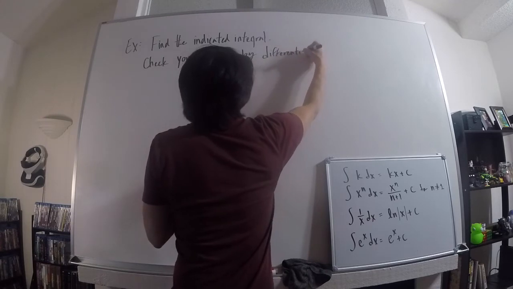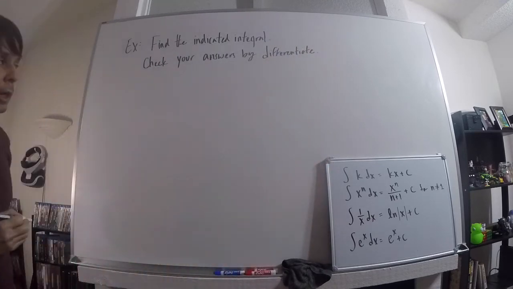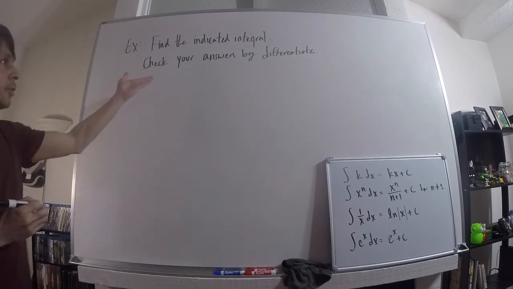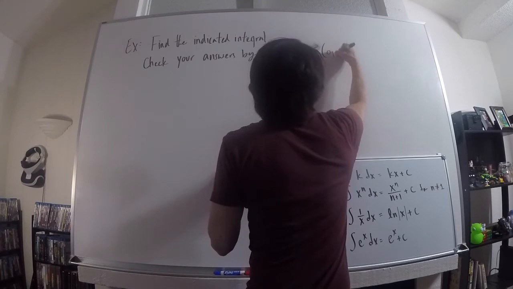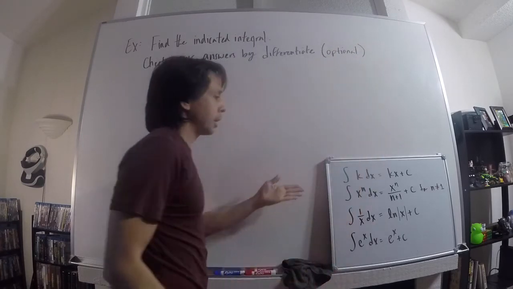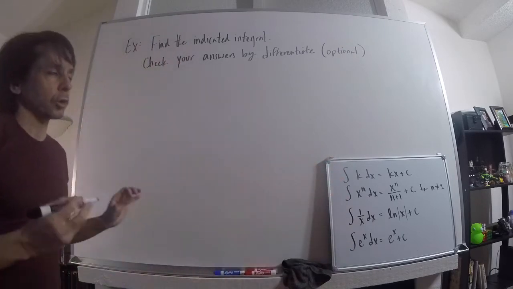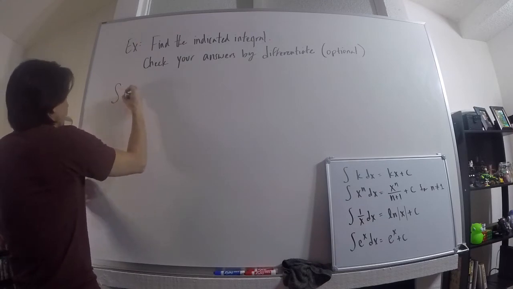And here you're going to work the problem yourself, but at the end you can verify your answer is correct, that it is an antiderivative, by differentiating. I'm going to mention that's optional. I'll do it a couple of times, but I'm not going to do it every time. As long as you are confident that you've used the rules properly, you're good. This is just purely to catch any mistakes you might make.